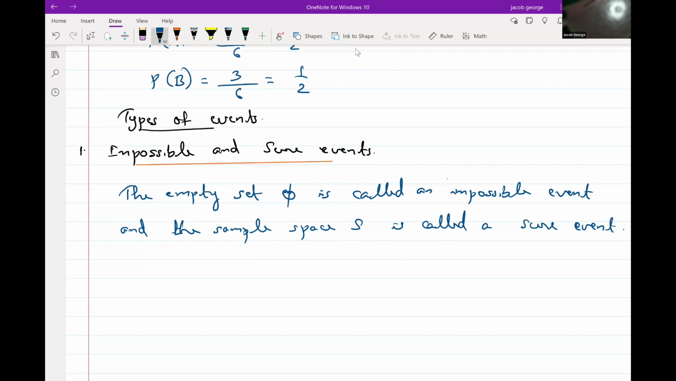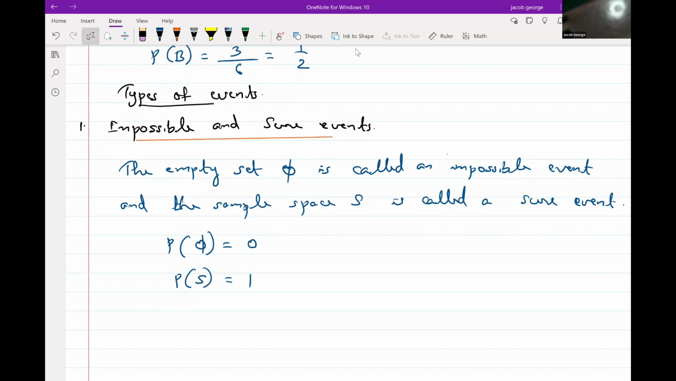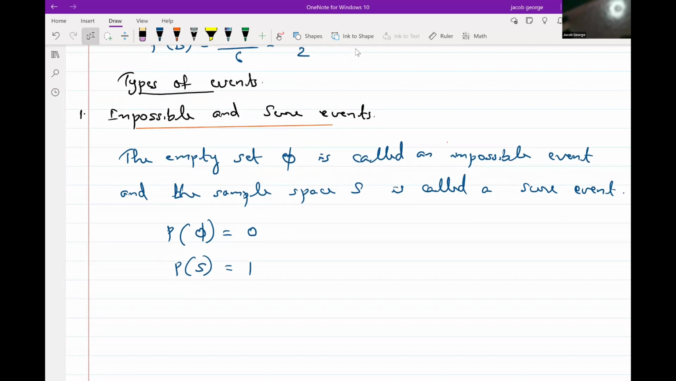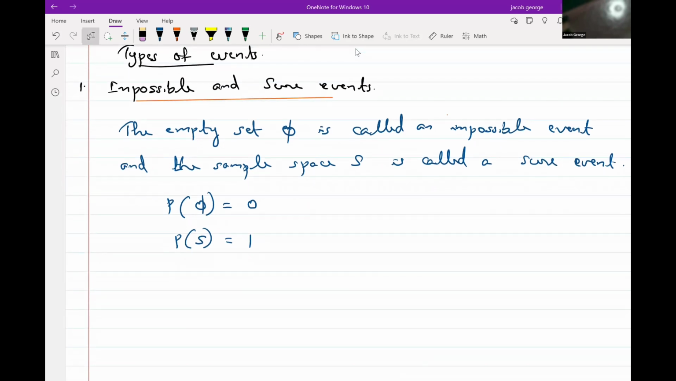Now, probability of empty set, P of empty set, is how much? It is 0. And probability of sample space S is equal to 1, because number of elements in S by number of elements in S, P of S, the sure event, will be 1. And all of you know, probability is a real number which lies between 0 and 1, including both. Last year we have studied that one as well. 0 less than or equal to P of A less than or equal to 1.